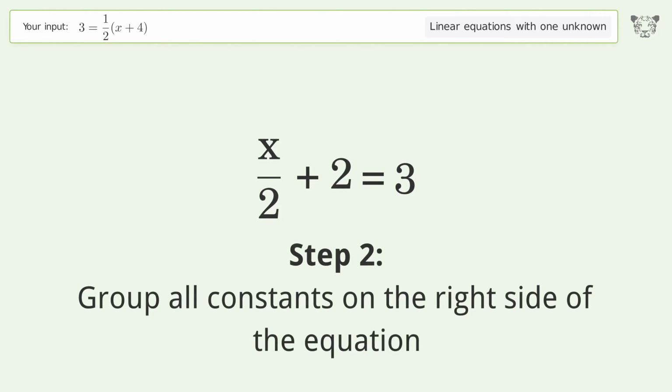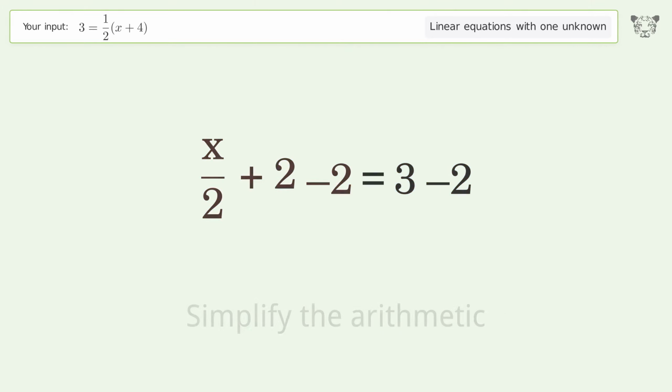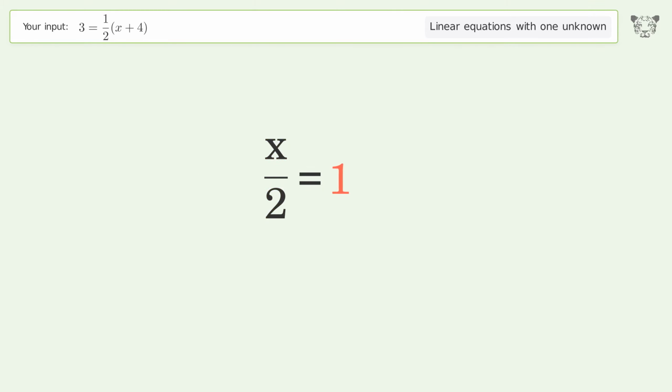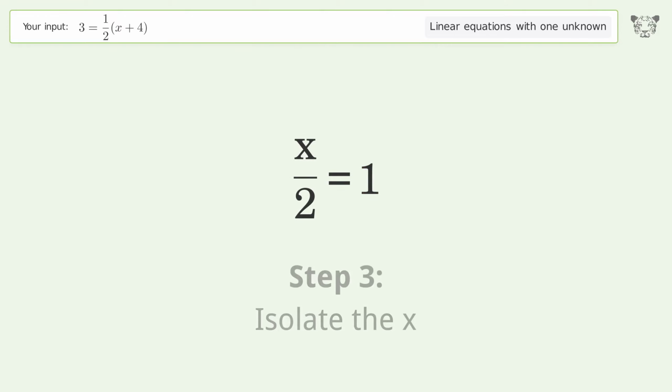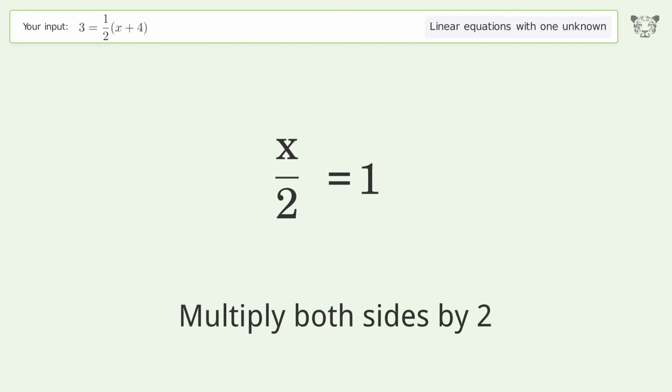Group all constants on the right side of the equation. Subtract 2 from both sides. Simplify the arithmetic. Isolate the x. Multiply both sides by 2.